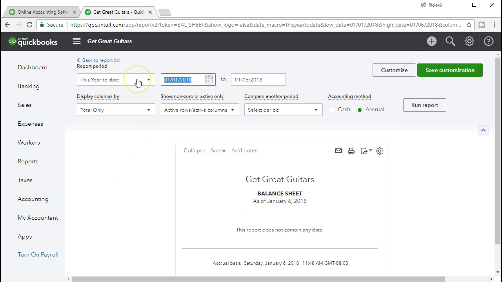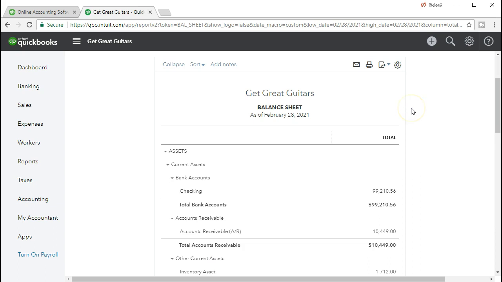So let's start with that and say we're going to say that it's just one day, 02/28/21 to 02/28/21. Same day, the end of the month of February for the year we're working in, February 28th, 2021 to February 28th, 2021, and we're gonna run that report. So here is the report.